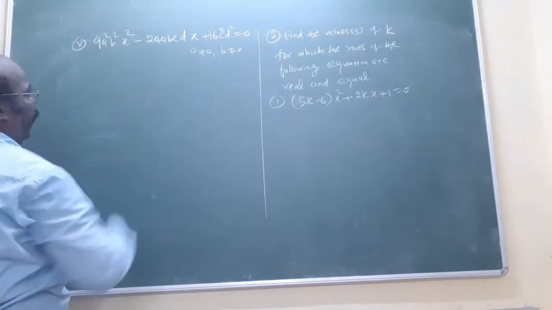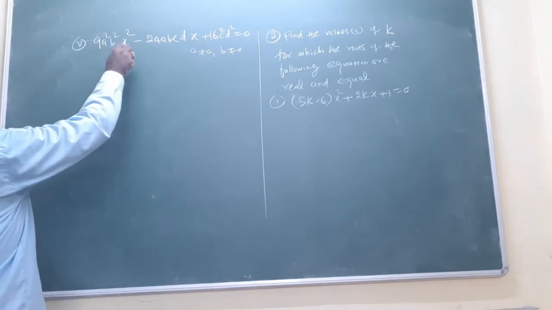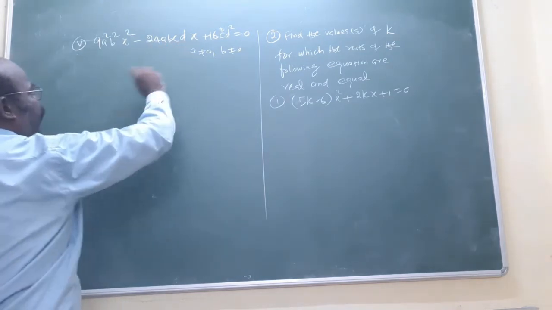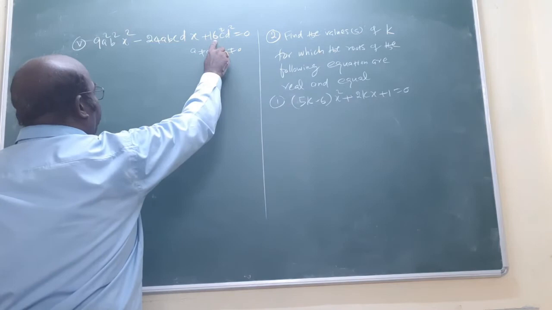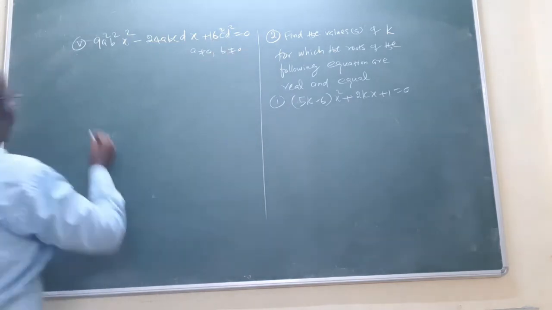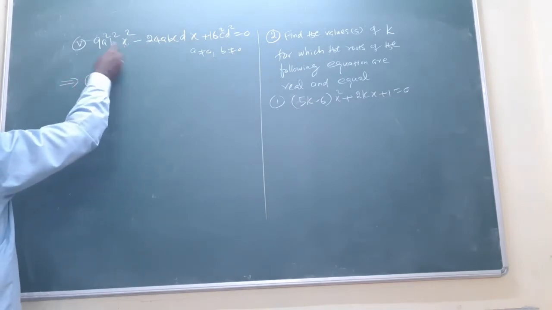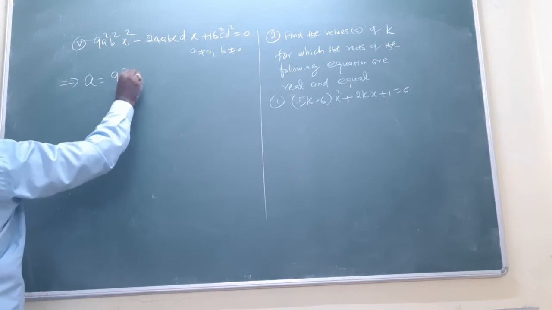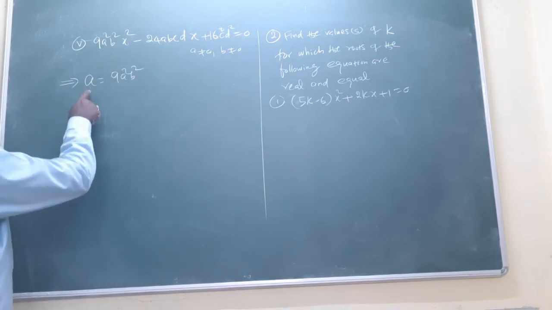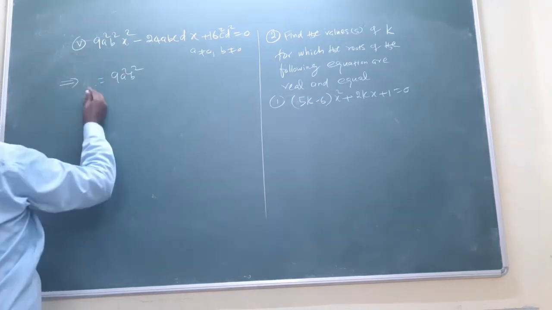Now, fourth question. 9a square b square x square minus 24 abcd x plus 16 c square d square equal to 0. A not equal to 0, b not equal to 0. This condition is given. What I told you? A equal to the coefficient of x square, no? 9a square b square. Usually, here small a, small b, small c, no? Here a, b are already involved. That's why you put capital C.